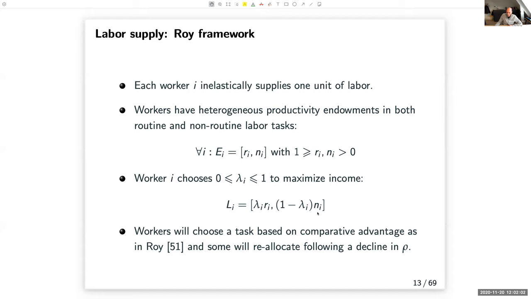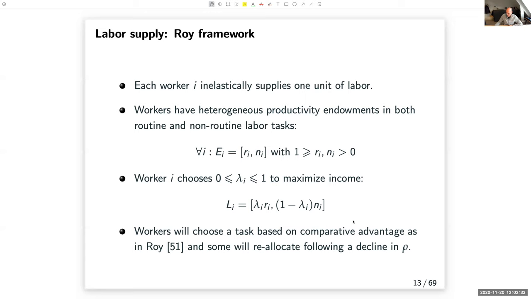And this is a Roy framework because we assume there is heterogeneity among workers that's two-dimensional. What's going to be important in this model is that we not only have technological change changing relative factor demands, but at the same time, we have workers reallocating between tasks, between jobs, due to technological progress.